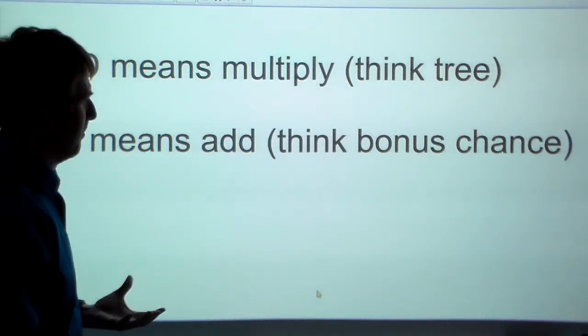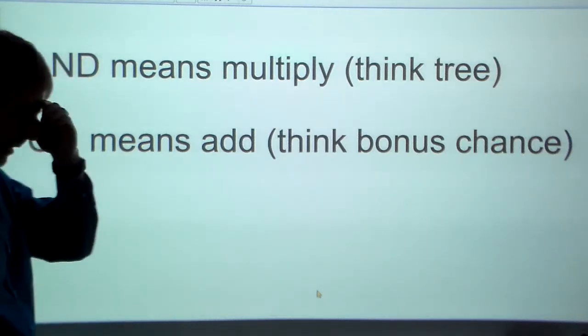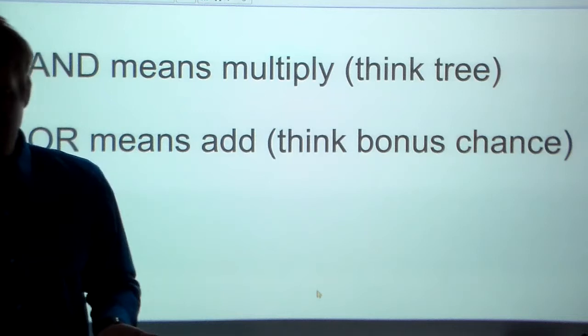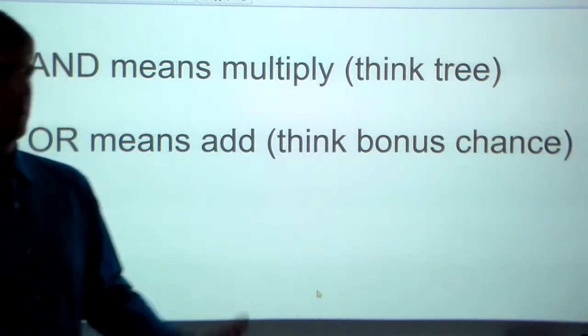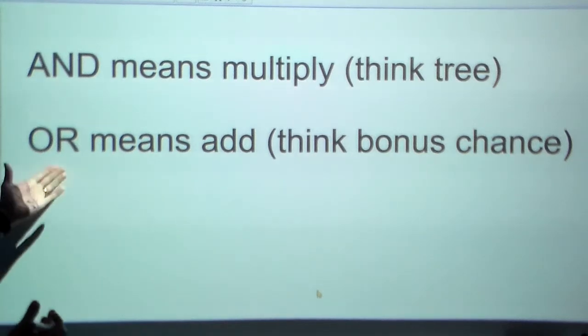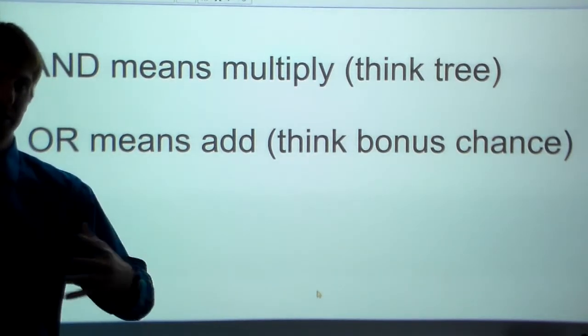Or, I always like to think of it as like a bonus chance. So I'm rolling the dice, and if I get an even number or I get a 5, I win. So when you see the word or, just remember to add things together.